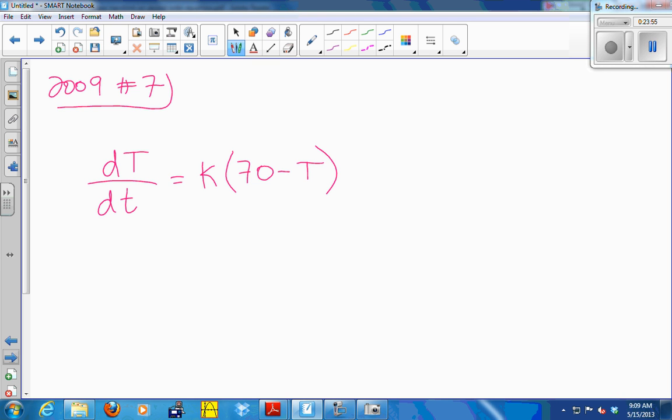All right, so write an initial value problem that models the temperature of the can of soda. Okay, so there's my differential equation, and T of 0 is 50 degrees. That's it. Okay, so that's part A.